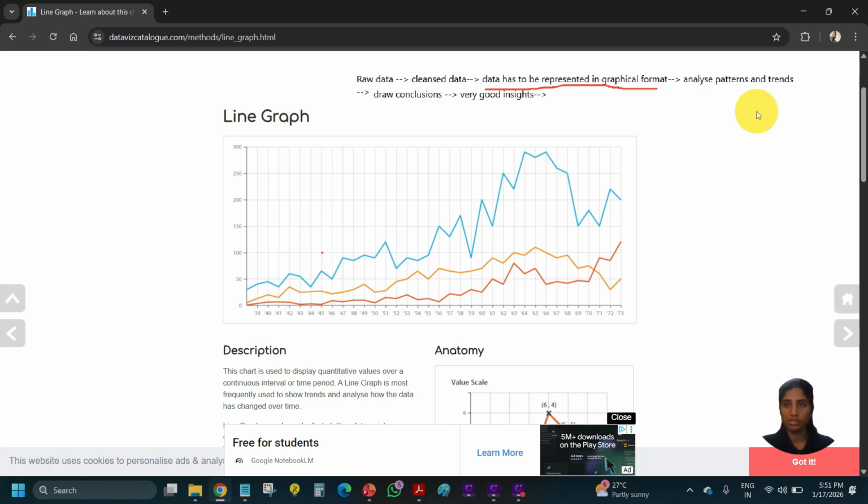So this is the 4th stage. We try to analyze the patterns and trends. Once we analyze the patterns and trends, as I told you, we can draw conclusions based on this factual data. So these conclusions are nothing but very valuable insights for the company and organization. Companies and organizations are looking for valuable insights: how they can save the cost and increase the revenue.